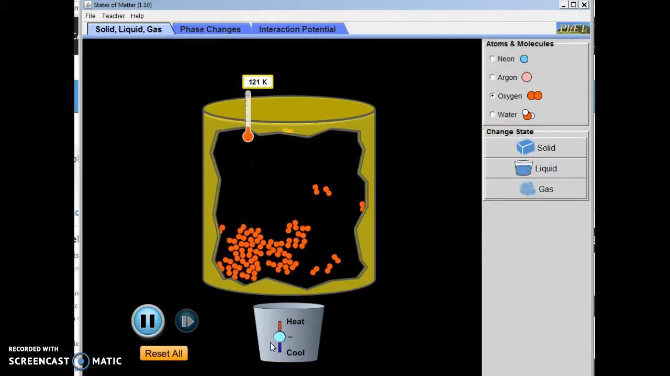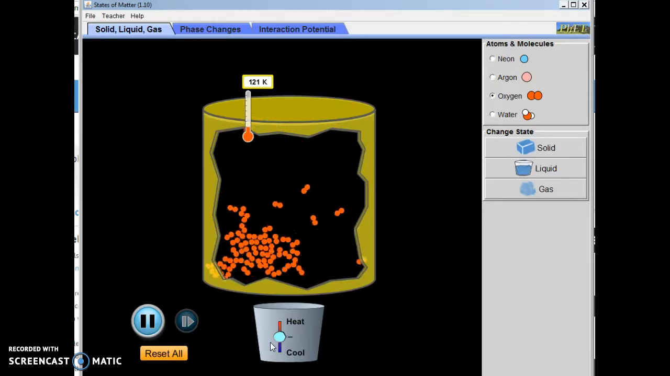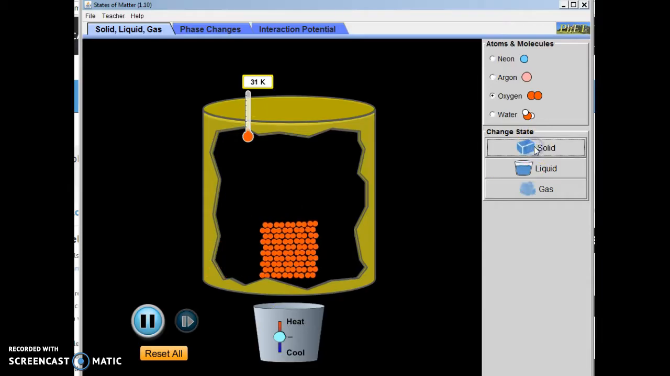So if you looked at the solid particles that we were looking at, you notice they're very, very tightly packed and very neatly arranged. But those of a liquid are close together, but not like the particles of a solid.